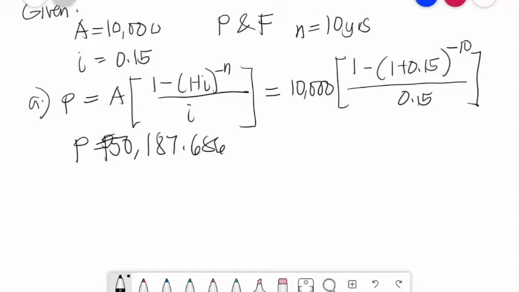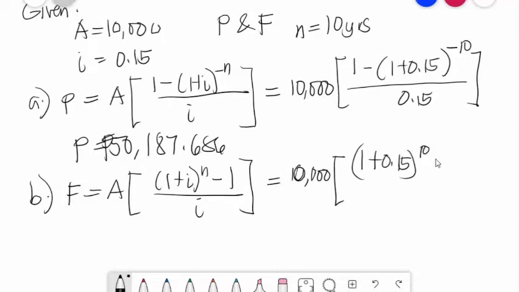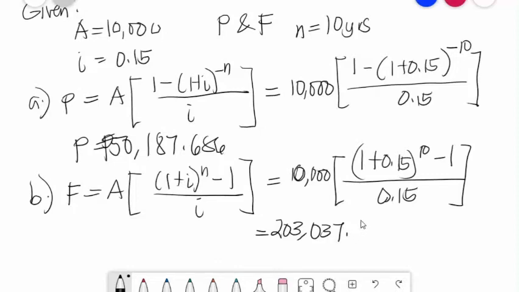Next is F. So F is equal to A multiplied by 1 plus I raised to n minus 1 divided by I. So 10,000 times 1 plus 0.15 raised to 10 minus 1 divided by 0.15. So that is equal to 203,037.183 pesos.